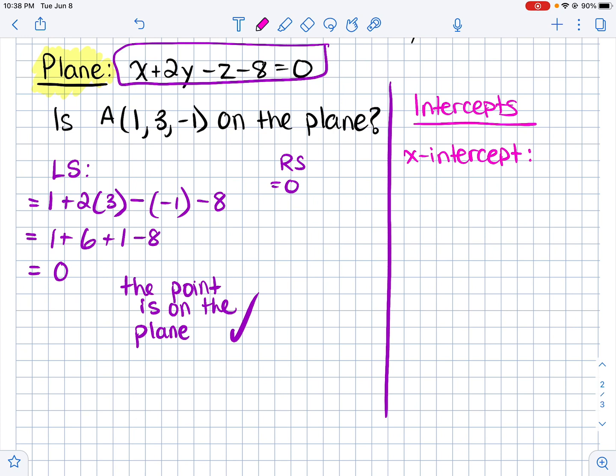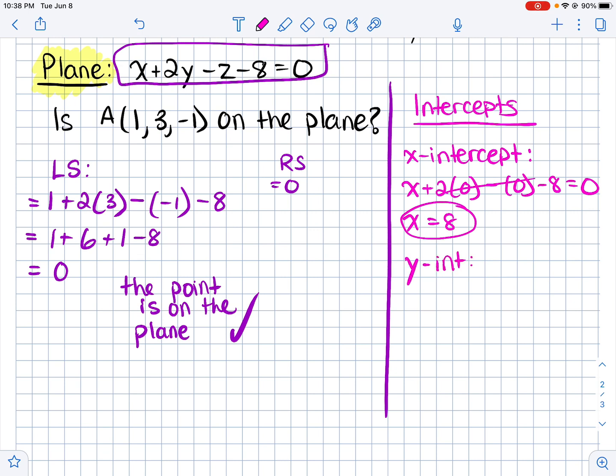Then you would just sub in 0 for y and z. So x plus 2 times 0 minus 0 minus 8 equals 0. So all that 0 stuff is gone, so x equals 8. So I found my x-intercept. And I could do the same thing for y and z.